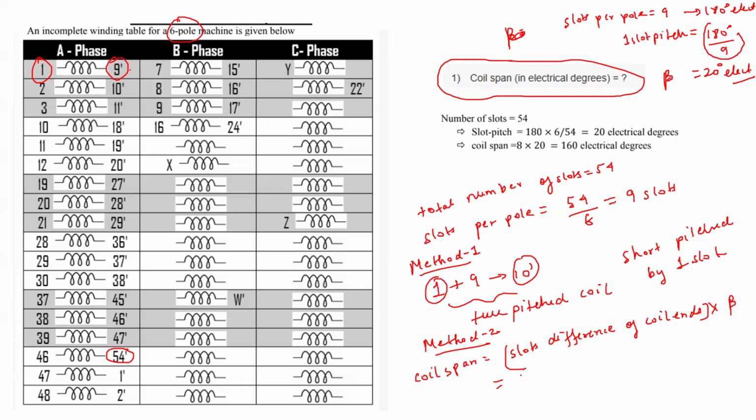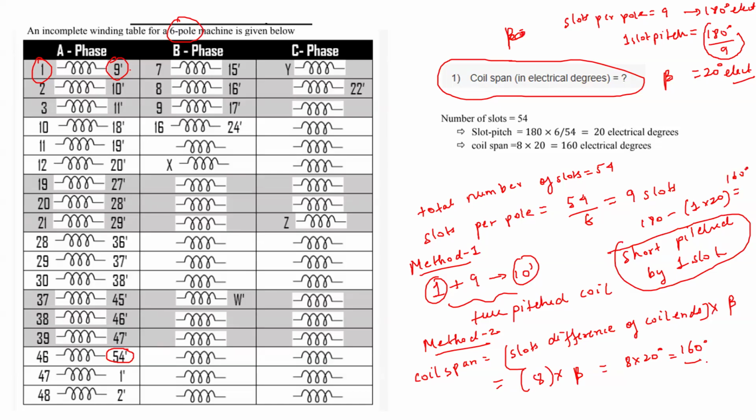So here, let us see the slot difference of coil ends. You see 1 and 9 dash, so 9 minus 1 is 8. 8 into beta, which is 20 degree, so 8 into 20 is 160 degree. And since it is short pitched by one slot, and one slot means 20 degree, instead of 180 degree you have 180 minus 1 into 20. So in this way also you find 160 degree, and in both ways you get 160 degree.